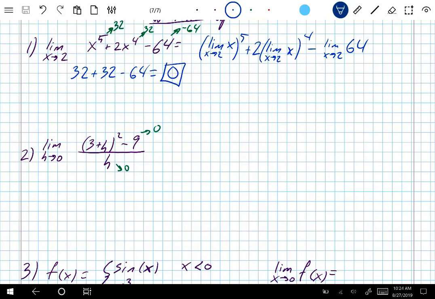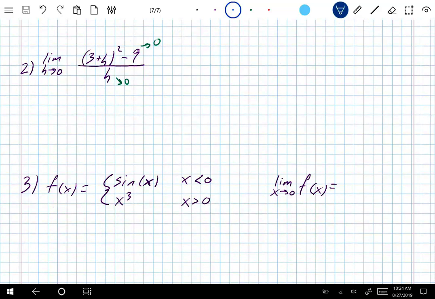If I try to expand this out a bit, I'm going to FOIL that out, and I should get a 9 plus 6h plus h squared. Being able to take squares quickly is going to be your friend in this class. Minus 9 all over h. And I often get the question, do I need to keep writing that limit thing? And the answer is yes. Yes, you do.